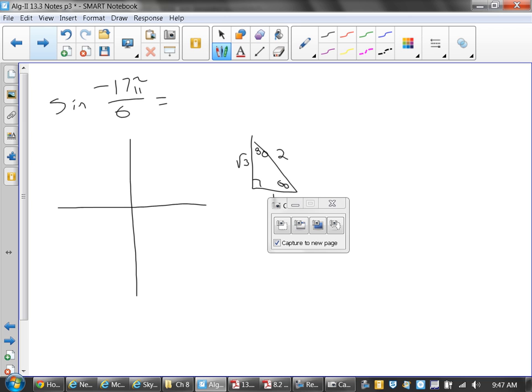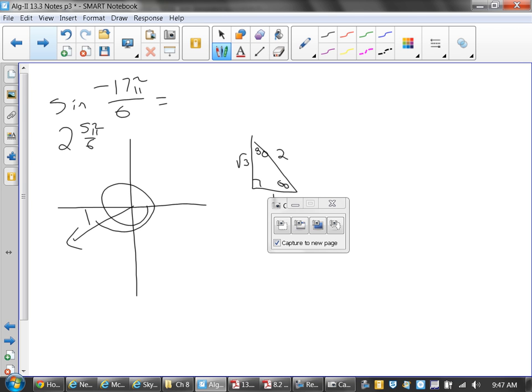I was playing around. All right. Now, 6 goes into 17 twice with 5 left over. So this is 2 and 5/6, 5 pi over 6. So as we come around, there's 2 pi. Here's the 5/6.